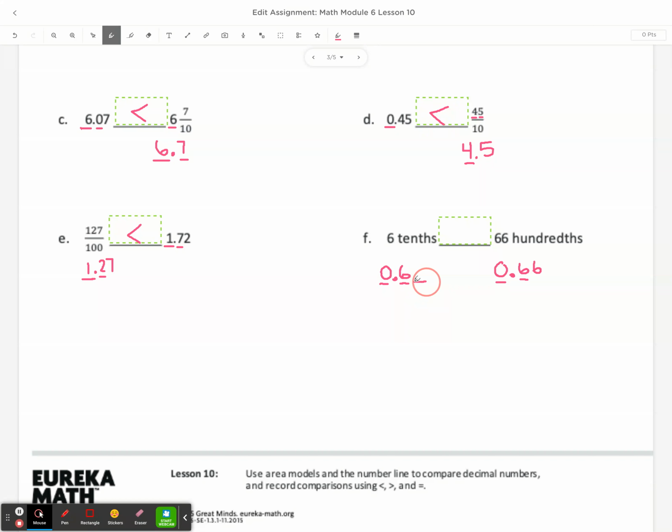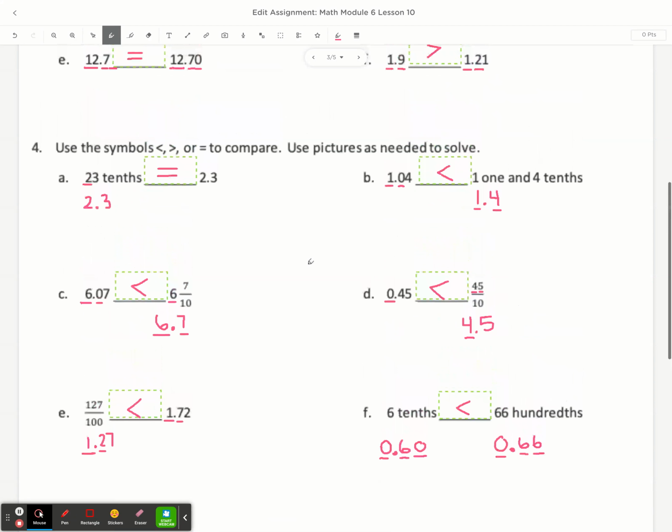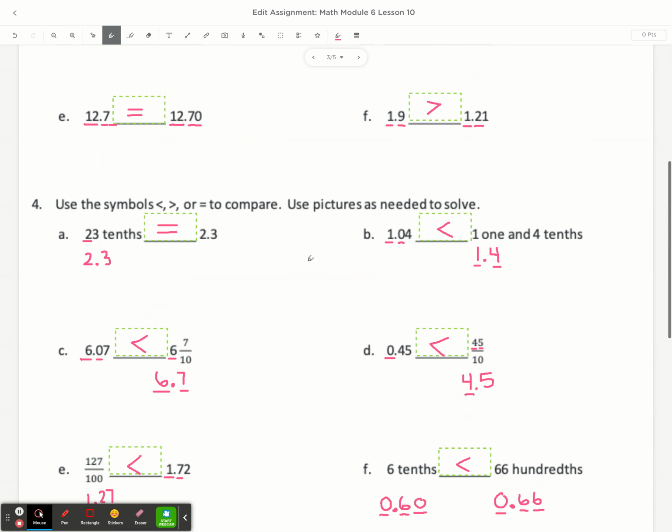Well, in this number, there's no hundredths. Remember, no hundredths is the same as 0 hundredths. And if I look over here, this has a 6 in the hundredths place. Well, 6 is bigger than nothing, or 0, so that means that 66 hundredths is bigger than 6 tenths. And that's all this lesson is. This lesson is just comparing the numbers.